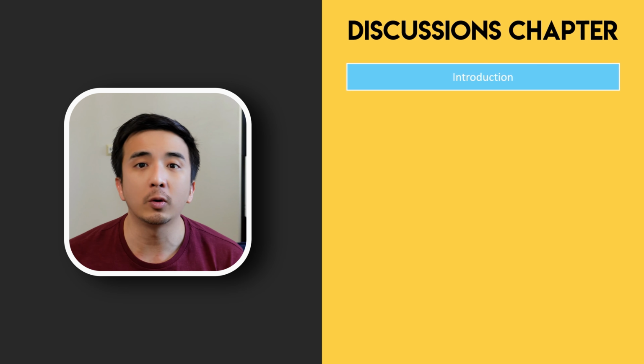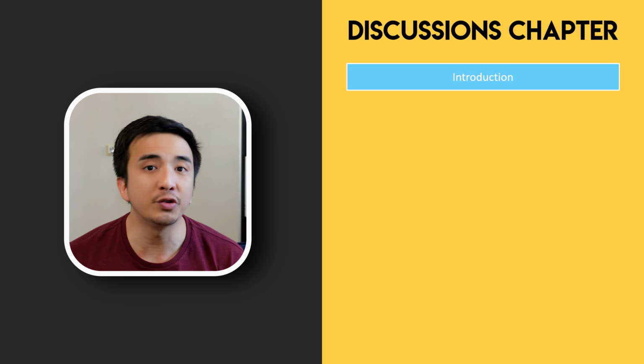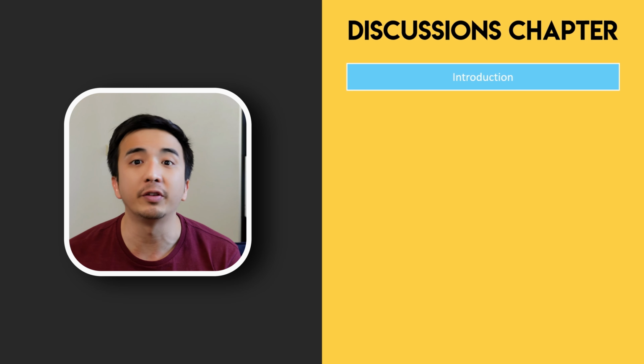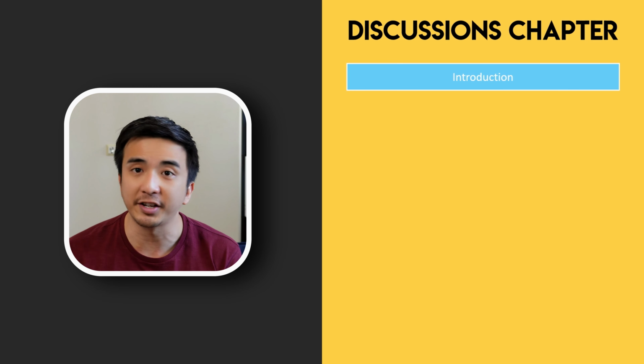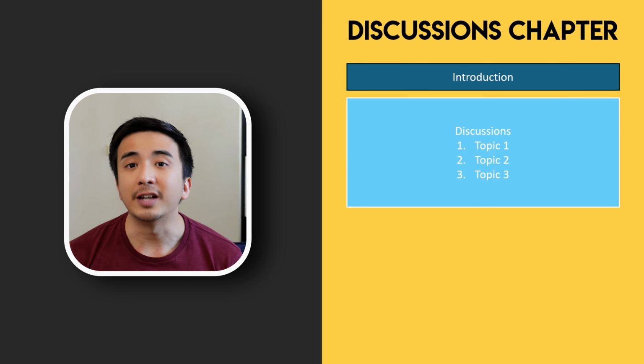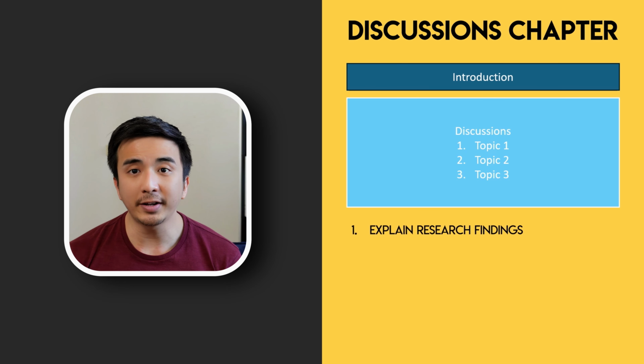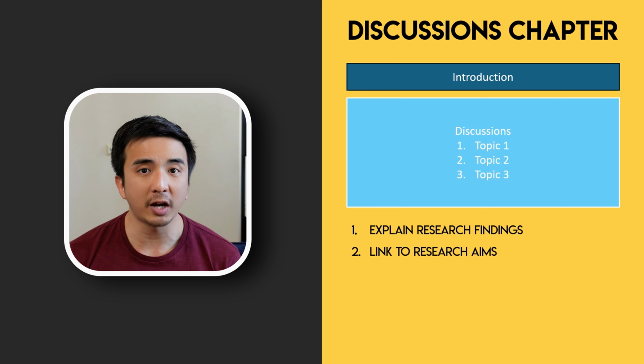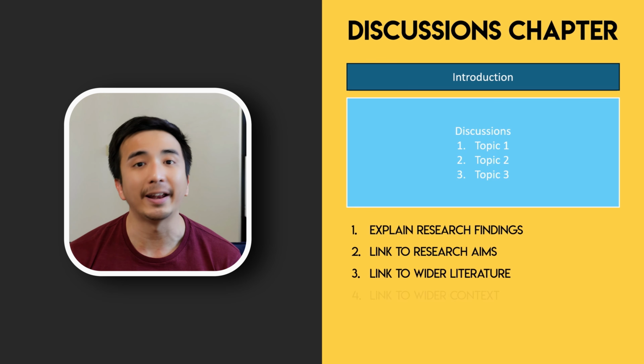Writing your discussions in a structured way is the most straightforward thing to do. Your introductions will be quite similar to your other introduction sections. You might want to remind the reader of the research aims and objectives and the key findings of the study from the previous chapter. The main body of the discussions should be written in topics, and this will cover elements 1 to 4. Explaining your research findings, link to research aims and objectives, and to wider literature and context.